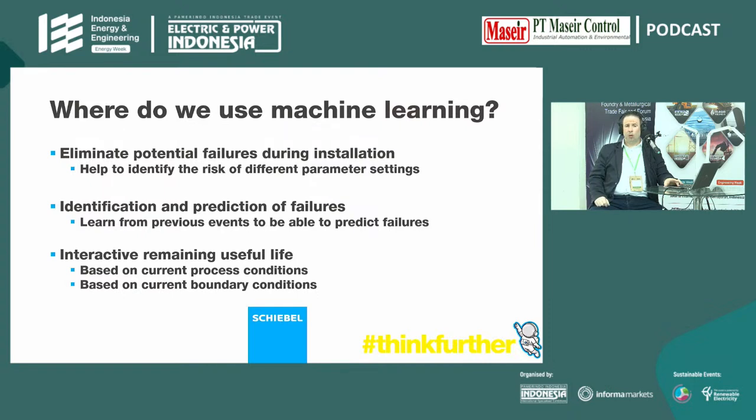Where do we use machine learning? Just as a summary: to eliminate potential failures during installation, so it helps you identify the risk of different parameter settings; the identification and prediction of failures, so learning from previous events to be able to predict failures; and the interactive remaining useful life. So if the conditions are changing, process conditions or boundary conditions, you want to know the impact on the remaining useful life.